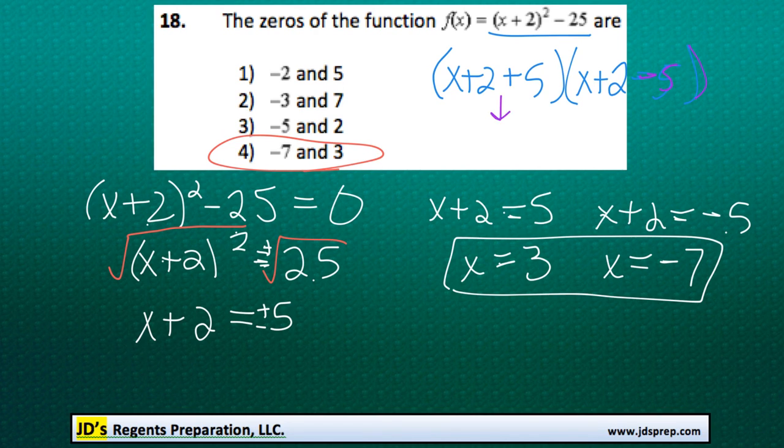And then in the end, you would end up getting the exact same answers. If you set both of these equal to 0, you'd end up getting x equals 3 and x equals negative 7. So just wanted to let you know there's a couple of different ways of doing this one.